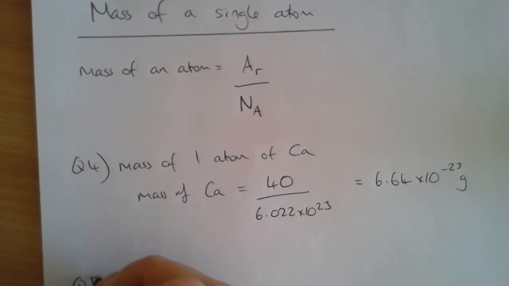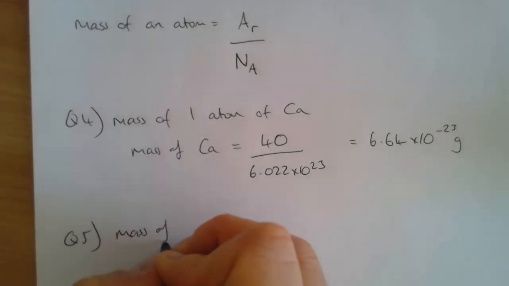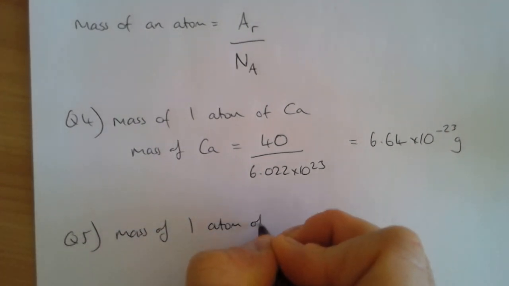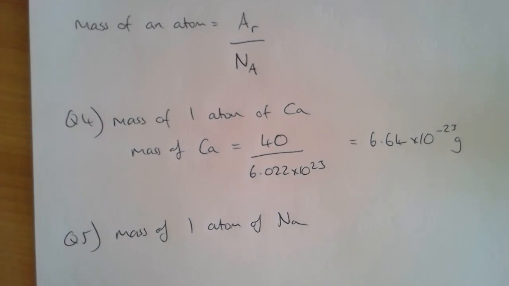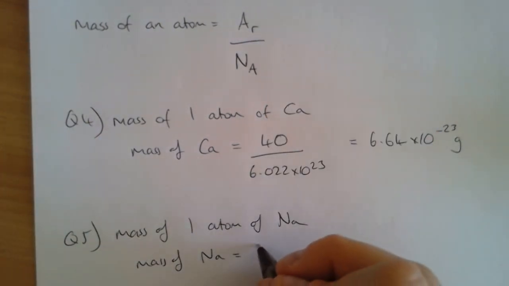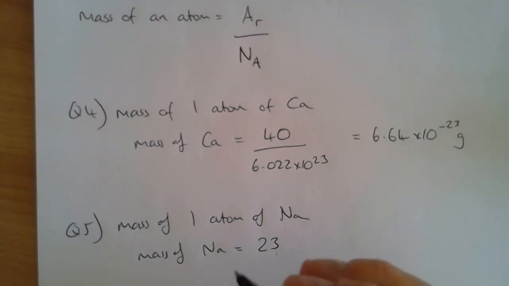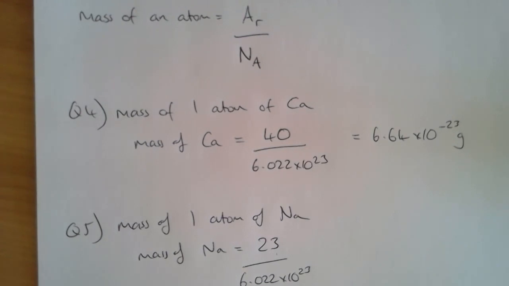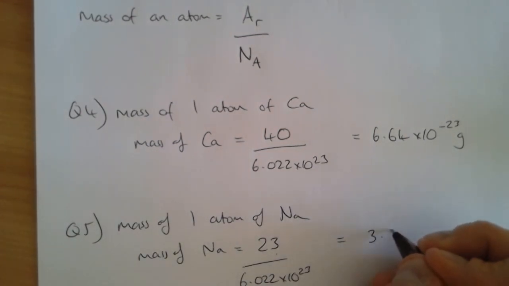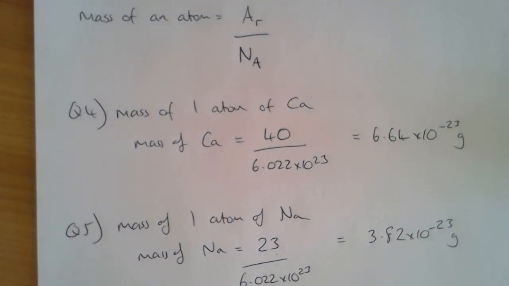One more example, question 5. We're going to do the mass of one atom of sodium, Na. So the mass of one atom of sodium is equal to the AR, which in this case is 23. I would find that on the periodic table, divided by 6.022 times 10 to the 23, gives us an answer of 3.82 times 10 to the minus 23. Again, a very, very small number.